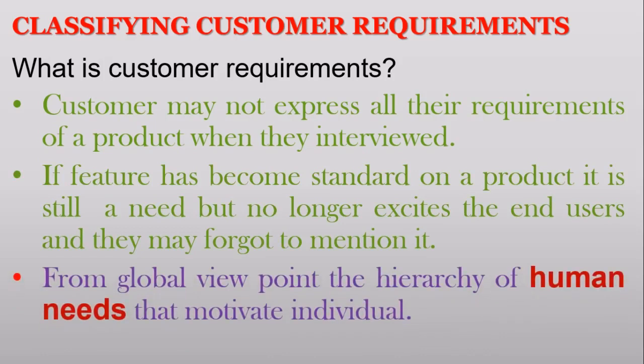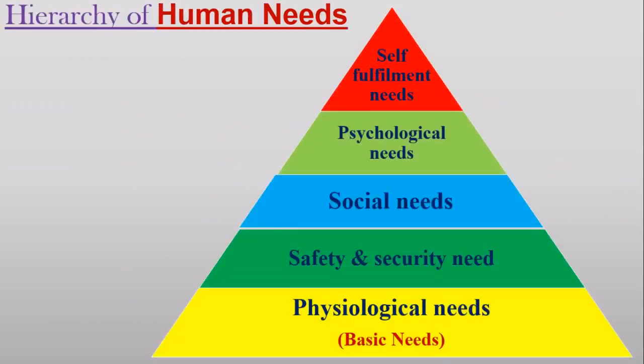Okay, now from a global viewpoint, the hierarchy of human needs motivates individuals. Here the hierarchy of human needs is an important part of classifying the customers' requirements. All of you know Maslow's hierarchy; the same applies as a hierarchy for customers' requirements. Here is the hierarchy of human needs. This hierarchy starts from the physiological needs and ends with the self-fulfillment needs of the customers.